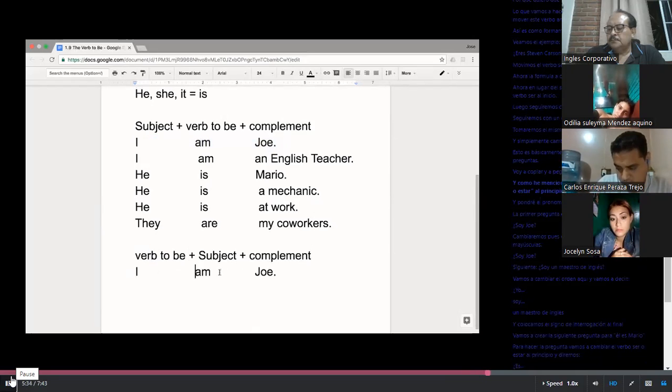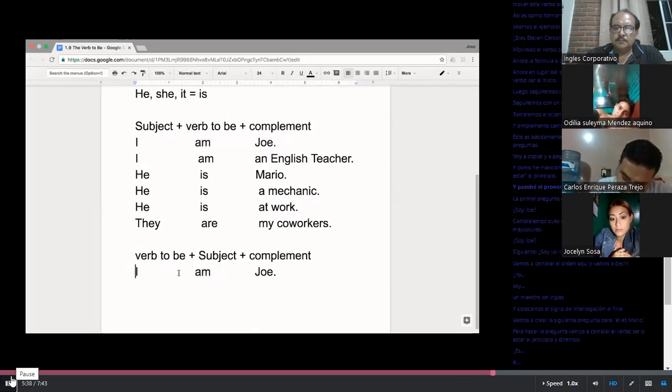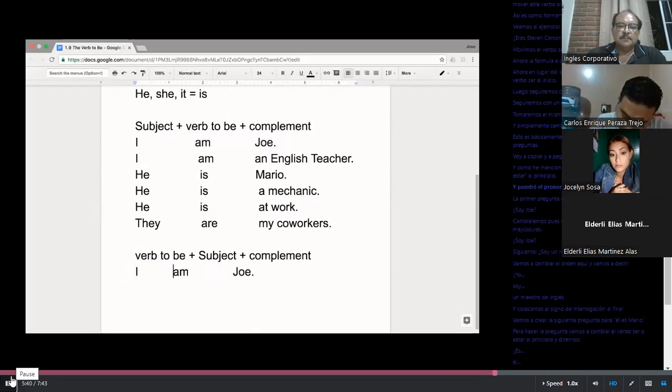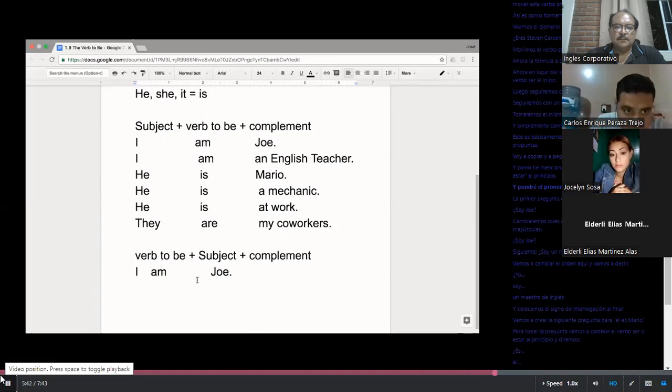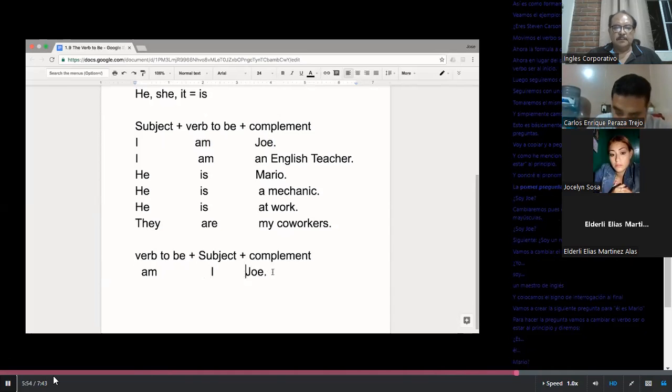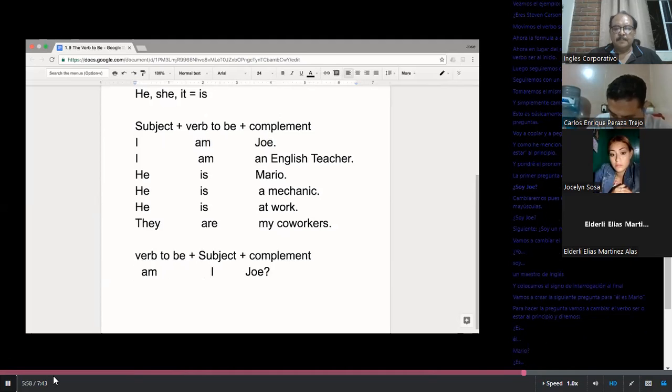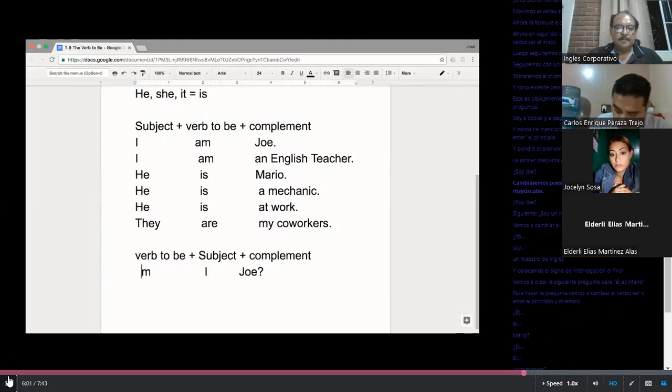And as I mentioned, what we're going to do is change the verb to be to the beginning, and we're going to put the pronoun there. So let's look at that. This one changes here. And there we go. So the first question is, am I Joe? Yeah, obviously you need to change things like spelling at the beginning. Okay.